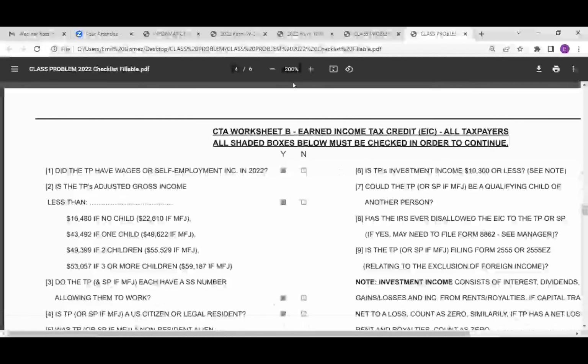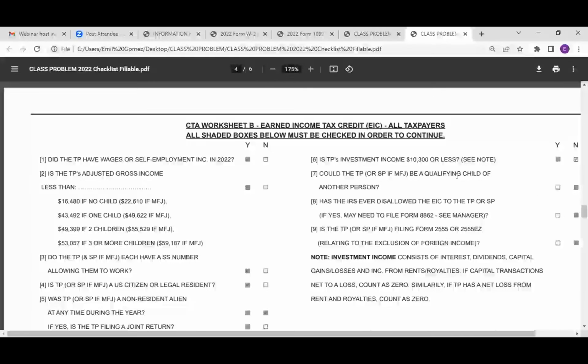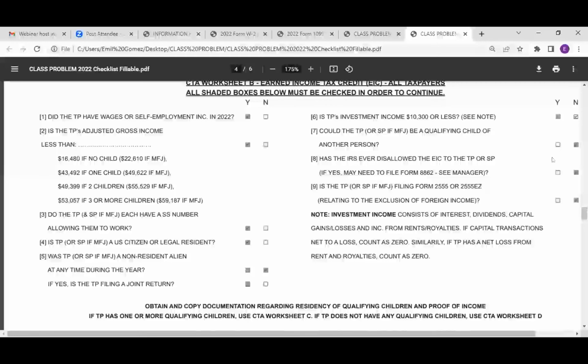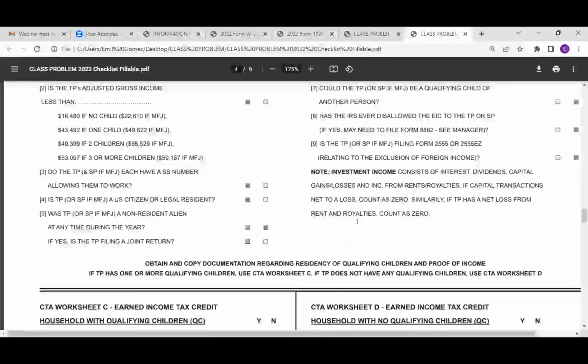Going back to question 6 on the right-hand side now, the investment income question. It's less than 10,003. It's only $48 in this case. Is she a qualifying child of another person? No. Has the IRS ever disallowed the earned income credit? You can ask this person for purposes of the example. No. Does the person have foreign income?